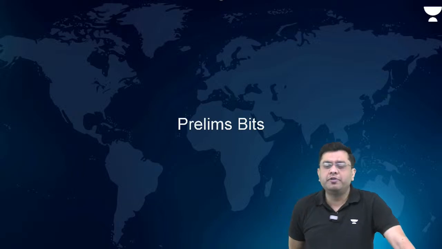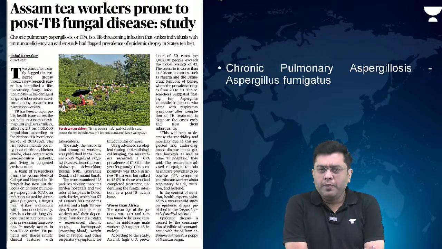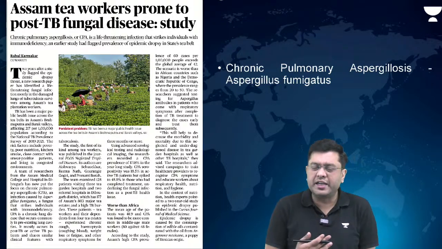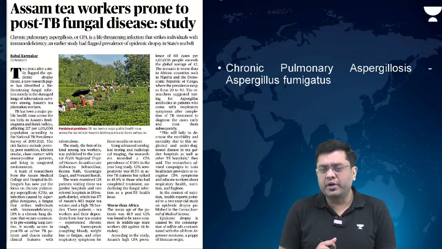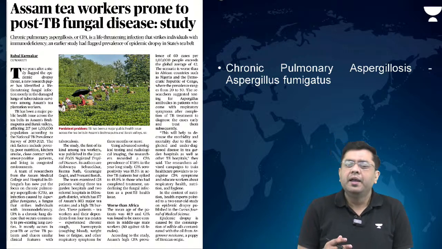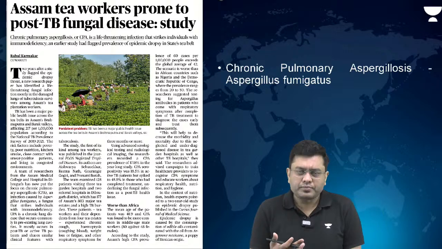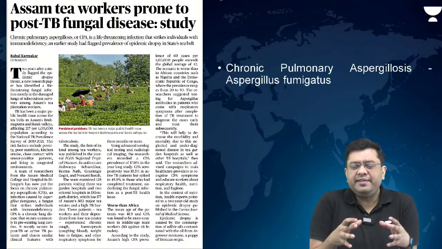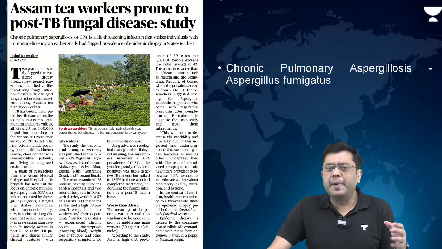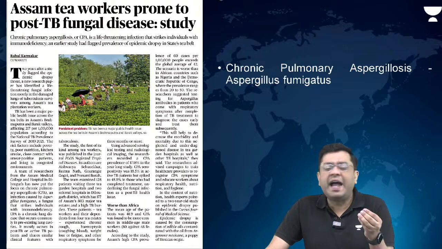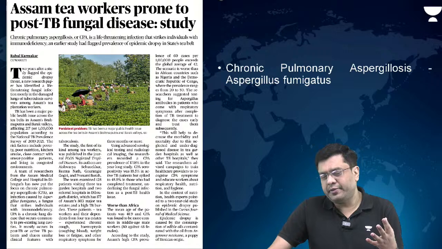Now let us take a look at a few of the articles in a short manner, relevant only for your prelims. So a research has found that tea garden workers, or the chai bagan workers as they are known in Assam, are very prone to getting the post-TB fungal infection. Now, TB is a disease that we have talked about recently, tuberculosis caused by mycobacterium. Now, that tuberculosis impacts your pulmonary system, and can impact other systems as well.